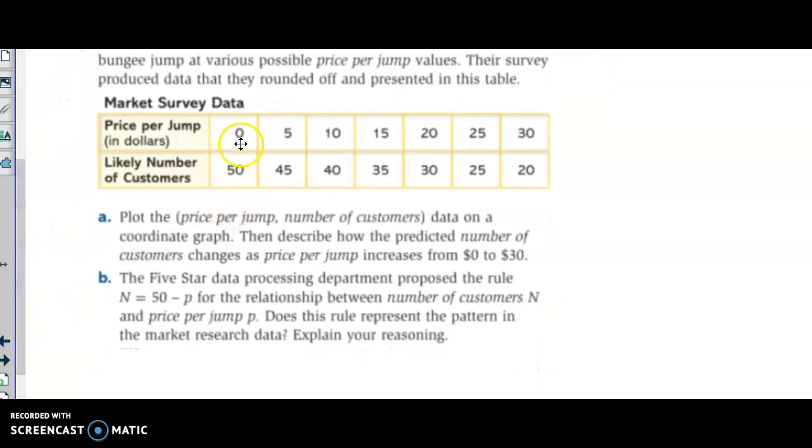So they said if it didn't cost anything, 50 people would show up and do it. If it cost $5, 45 people would do it. If it cost $10, 40 people would do it. And so on. The pattern continues. Maybe you're looking at this and noticing, wow, there's a pattern. But before we do the pattern, let's plot the points.